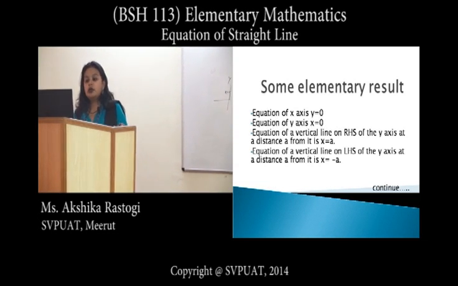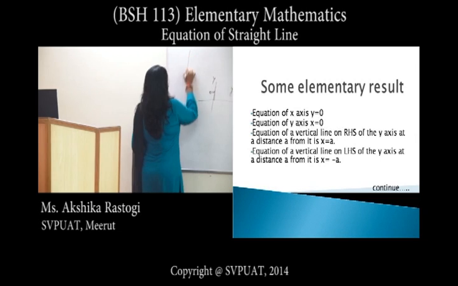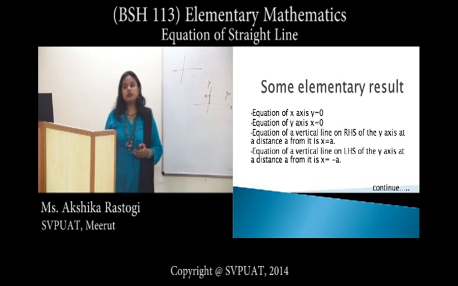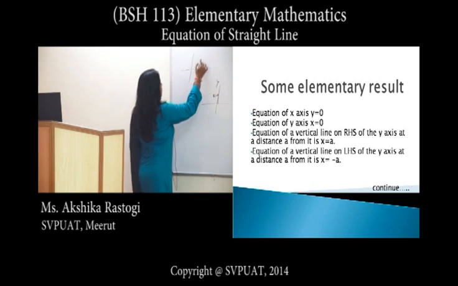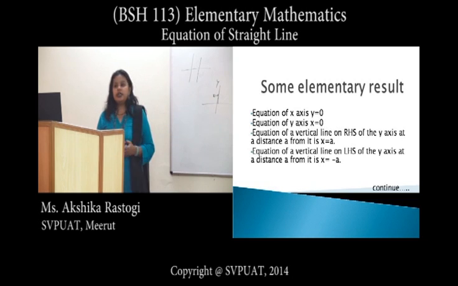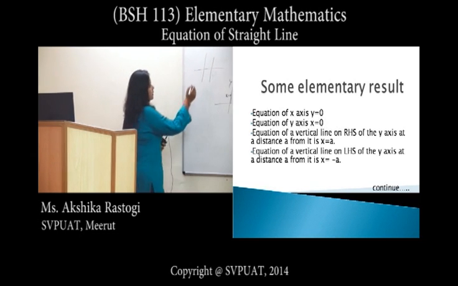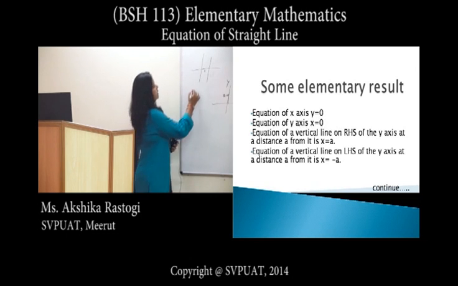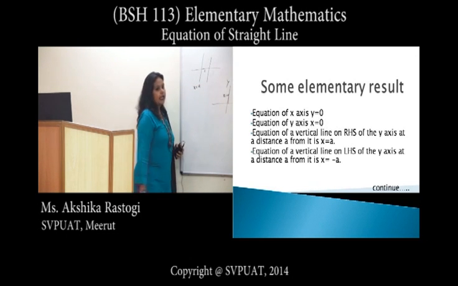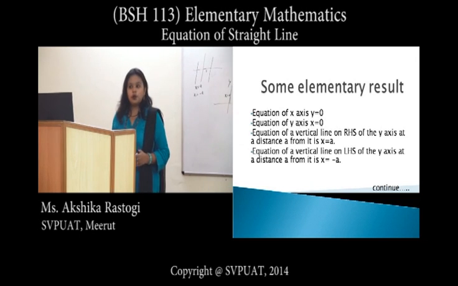Then third, we have the equation of a vertical line. We have the equation of the vertical line on the right hand side of the y-axis. This is the vertical line, and we have the vertical line on the right hand side of the y-axis. Suppose this distance is a, that means we are working on the x-axis, so the equation will be x equals a. And if we have this line on the left hand side, then the equation will be x equals minus a.